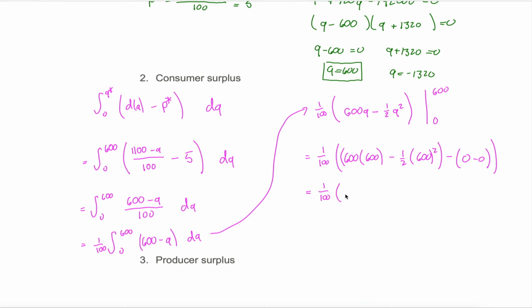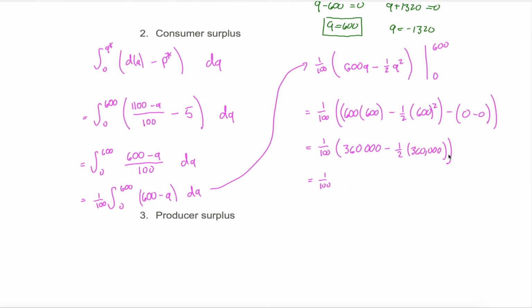600 times 600 is 36 with 4 zeros. In other words, 360,000. And from that, I want to subtract 1/2 times 600 squared, which is 600 times 600, which we said a minute ago was 360,000. And then 0 minus 0 is 0. When I'm subtracting 0, I'm not subtracting anything. So this definite integral evaluates to this. Half of 360,000 is 180,000. And 360,000 minus 180,000 is 180,000.